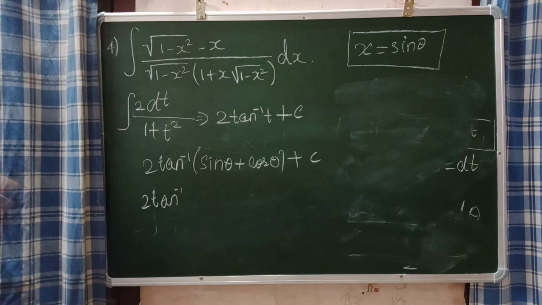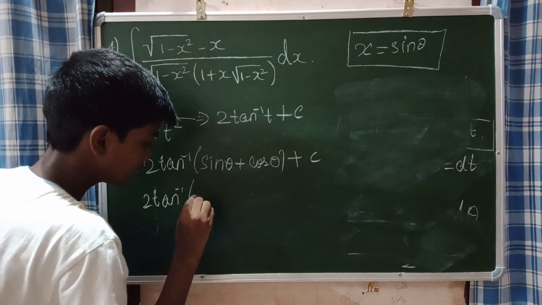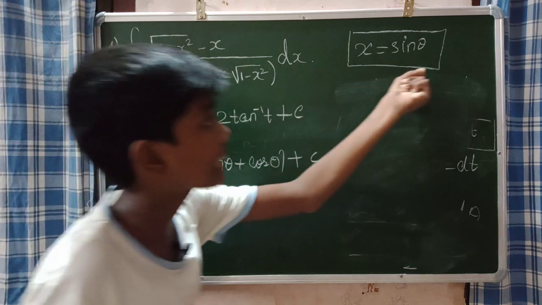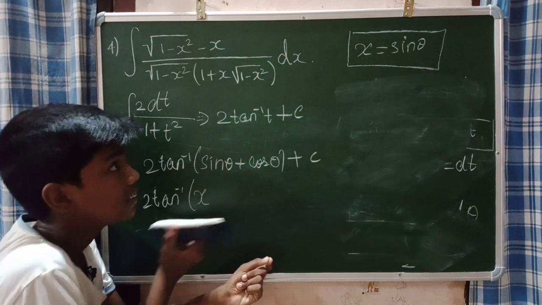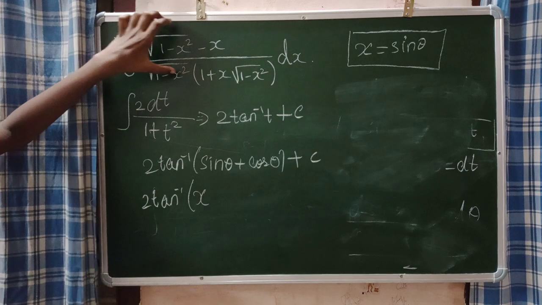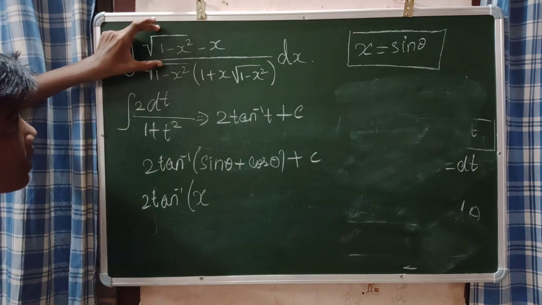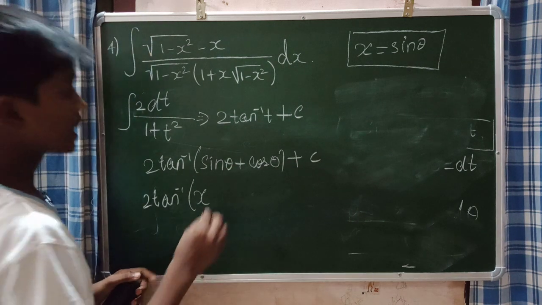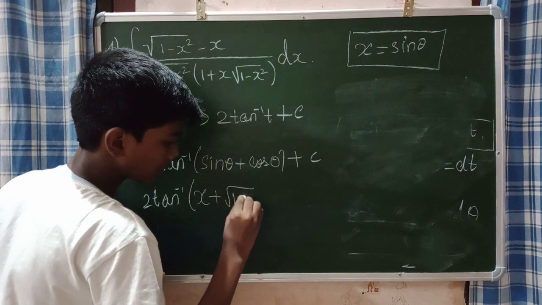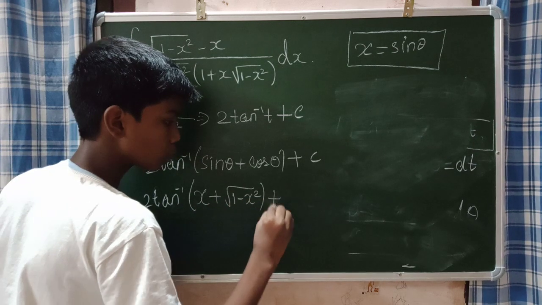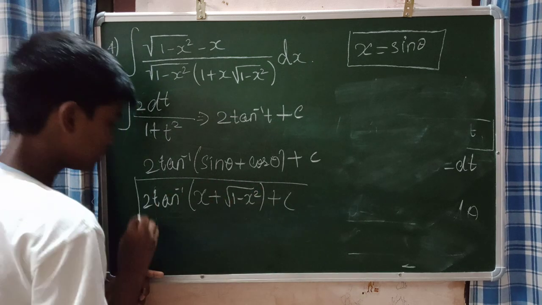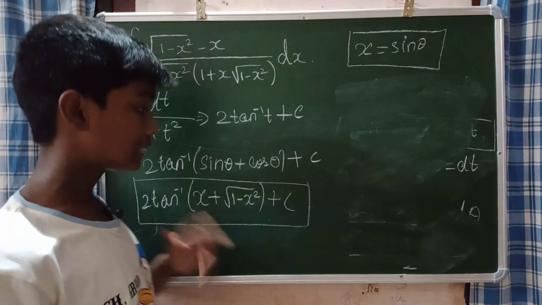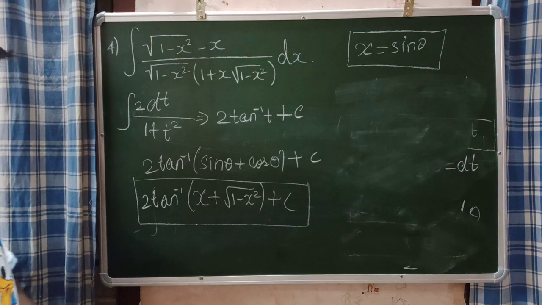So 2 tan inverse of, then what is sin theta, guys? Sin theta is x. Then what is cos theta? When I put x as sin theta, what will be the cos theta? That is root of 1 minus x square, because when x is equal to sin theta, you will get cos theta. So I can write plus root of 1 minus x square. So this is the answer: 2 tan inverse of x plus root of 1 minus x square, plus some constant c.